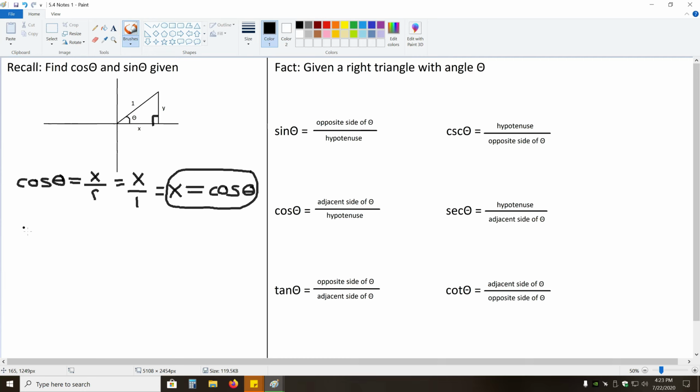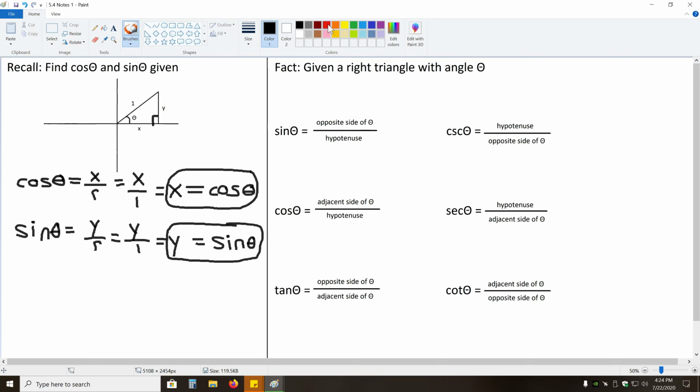From here, let's go ahead and do the same thing with sine of theta. And again, because theta is toward this origin, we can use the method that sine of theta is y over r, which gives us y over the hypotenuse, which is 1, y over 1, which is just y. So sine of theta is equal to y.